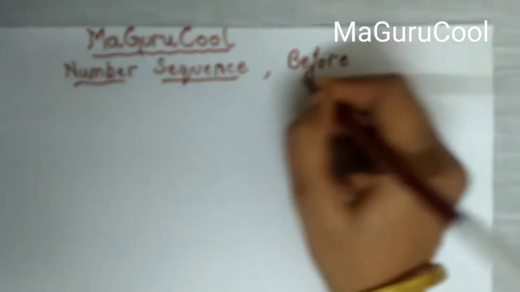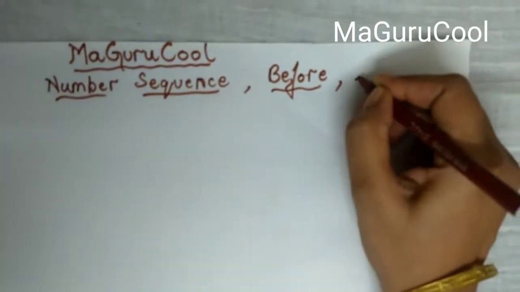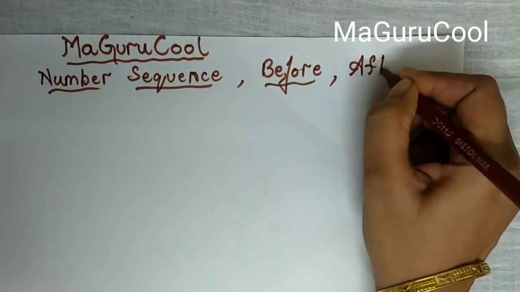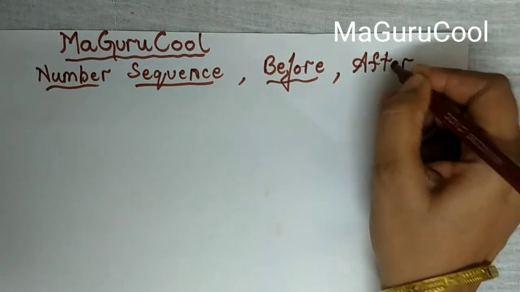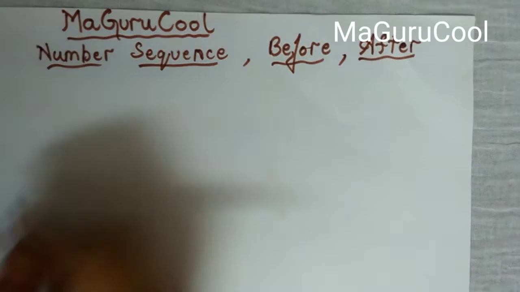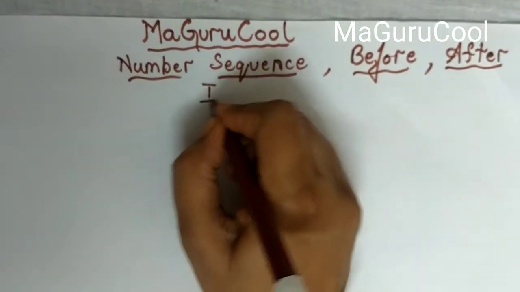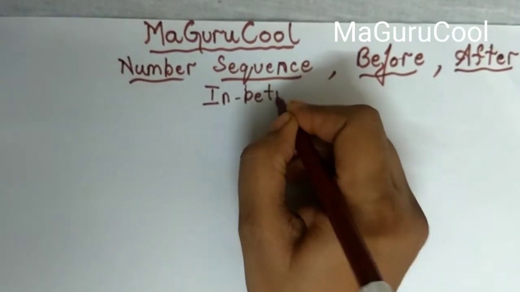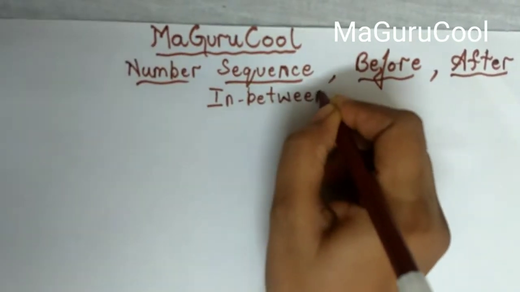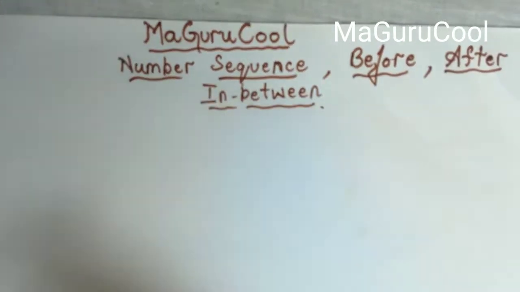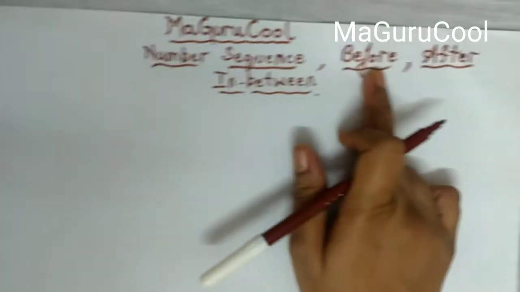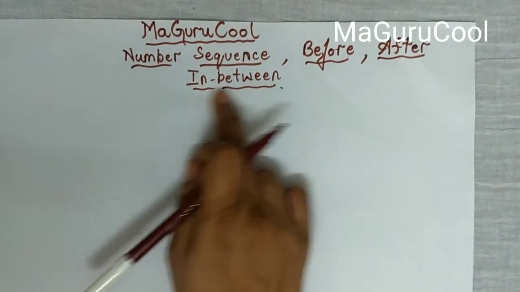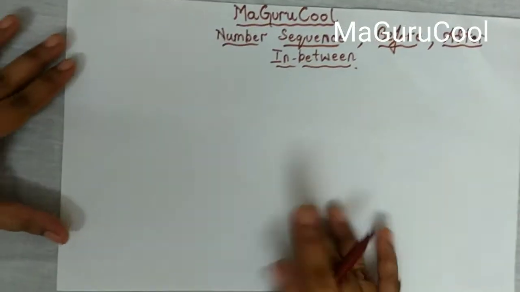I will show you just a few things here. However, you can increase it to as many numbers as possible based on the space availability in your house. It can be done on the terrace, in the balcony, or even in a hall where you have some space where the child can move around. So let's go ahead with the activity: number sequence, before, after, and in between.